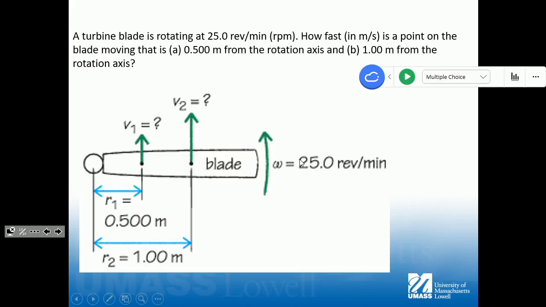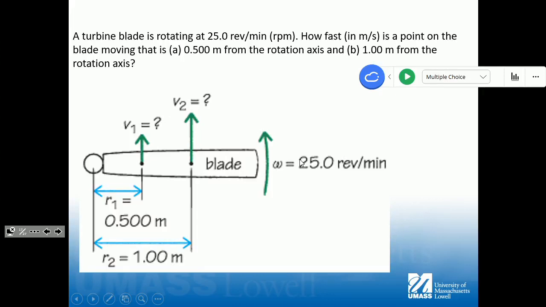Does this make sense? Number of revolutions per minute is basically describing how fast something is rotating. The SI unit for how fast something is rotating is radians per second. So my first step in this question has to be to convert that given omega to radians per second. And then I can find the translations of different objects on that unit.